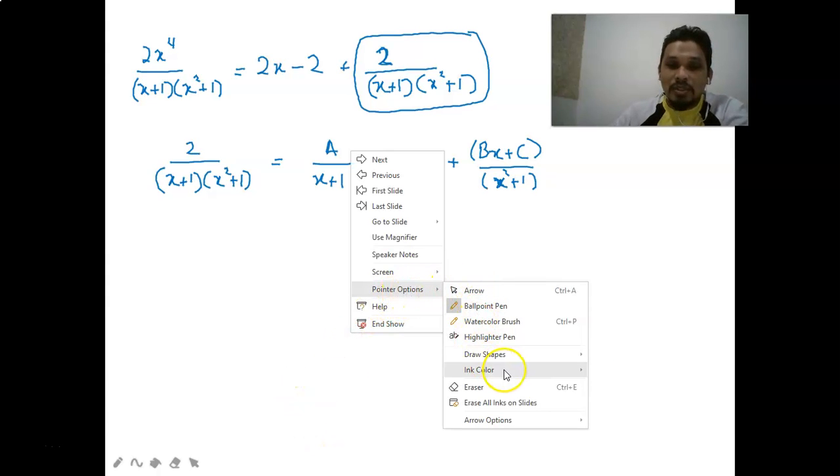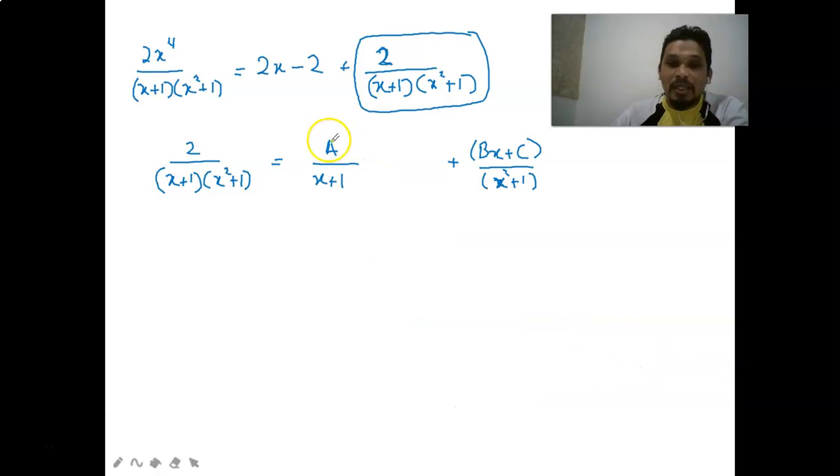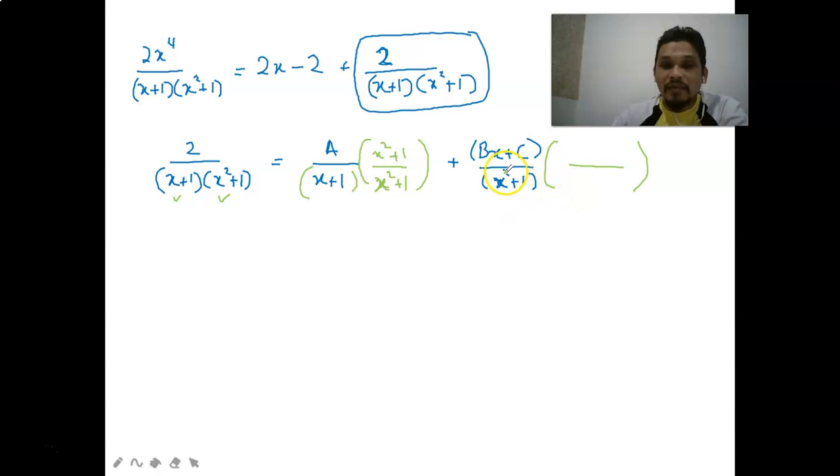Okay, now as usual, I'm going to change the color of the ink here. Okay, right now, look at this. The denominator has x plus 1 and x squared plus 1. So for this, it has x squared plus 1, it needs another of x squared plus 1. And for this, it already has x squared plus 1, it needs another of x plus 1. So x plus 1 and also x plus 1.